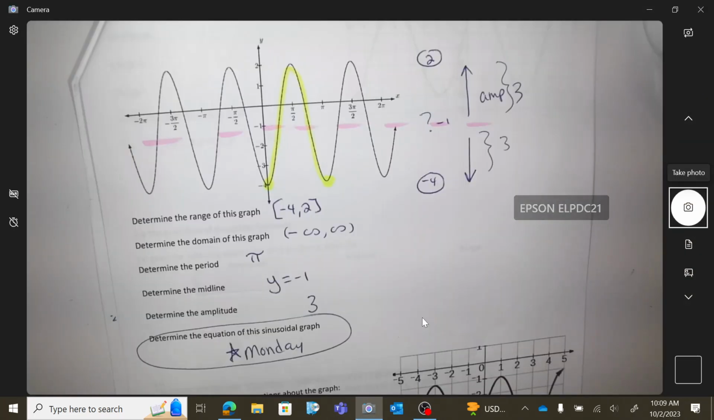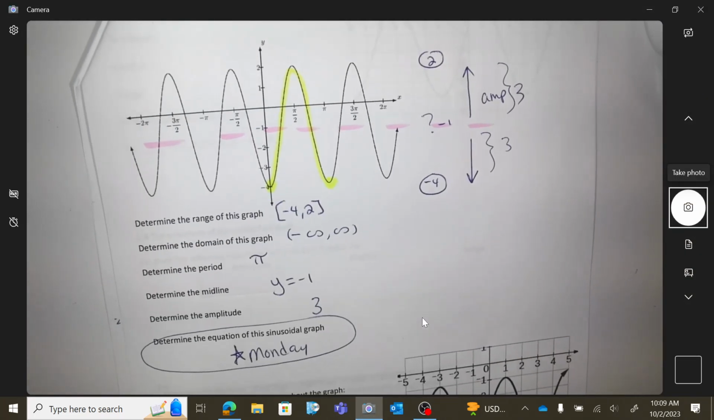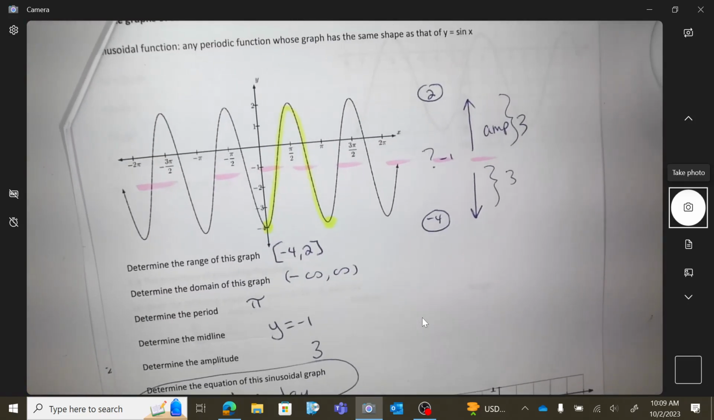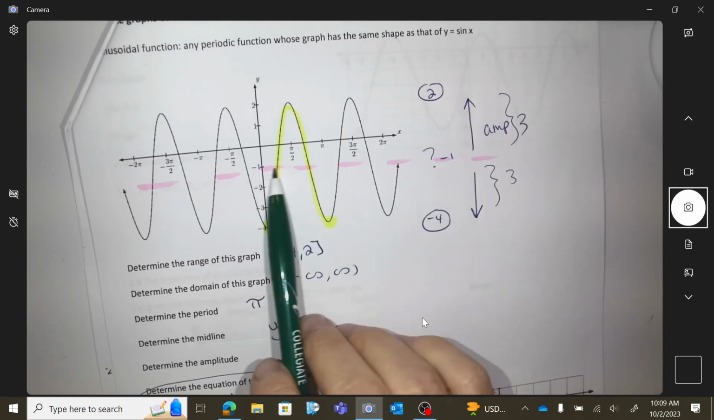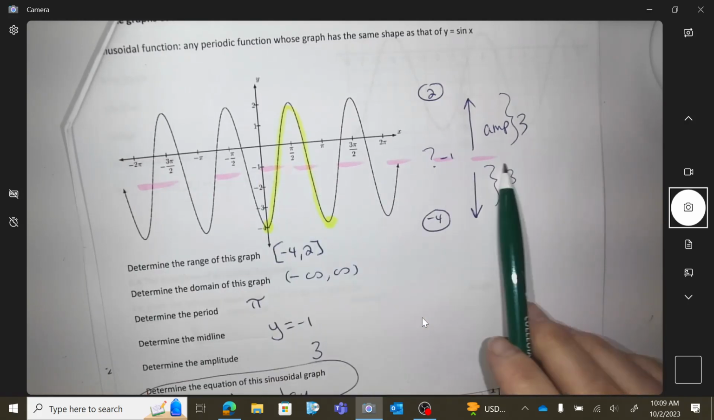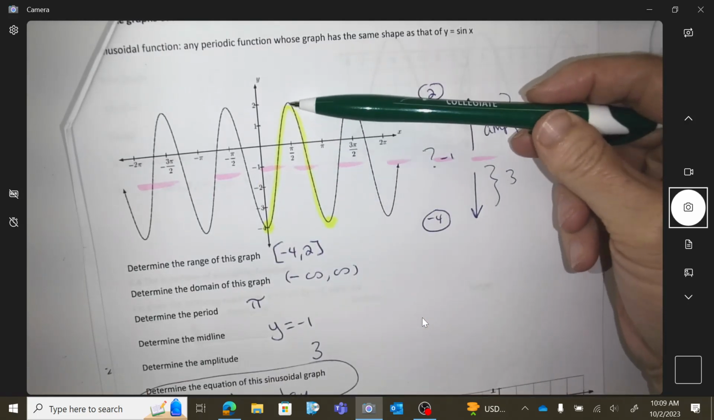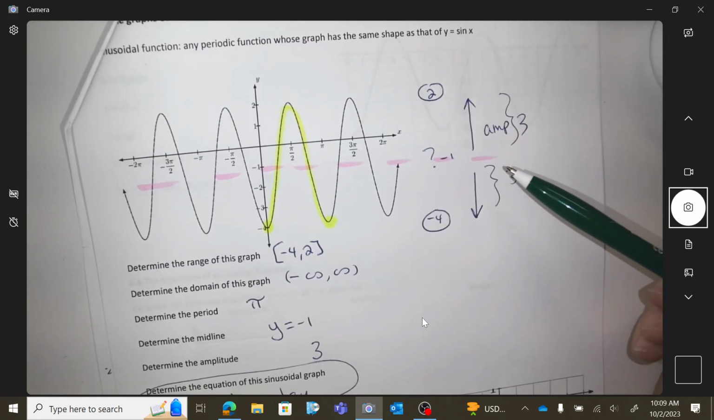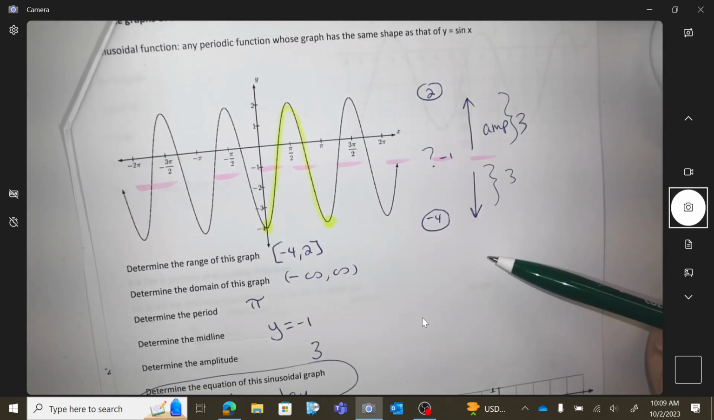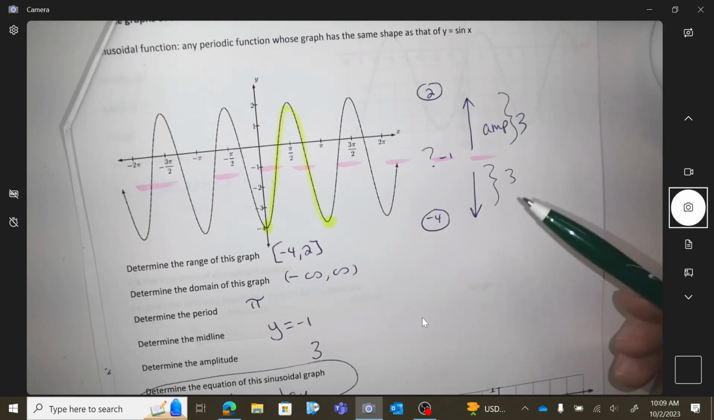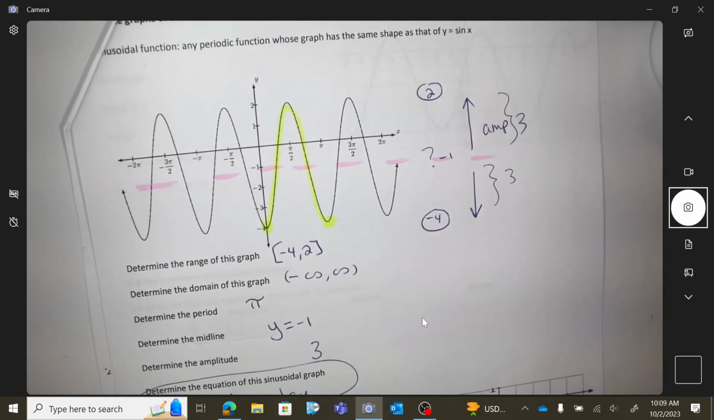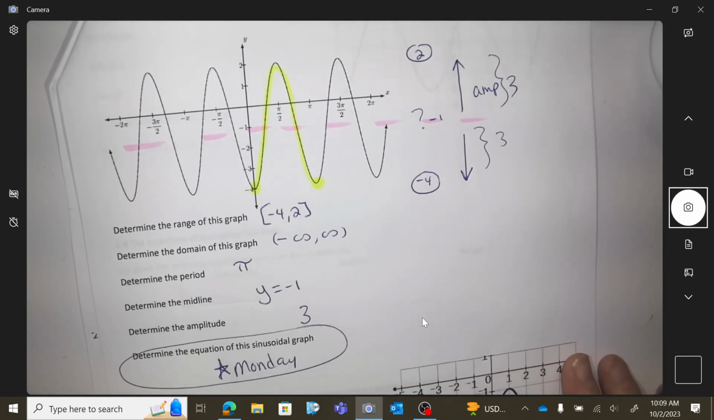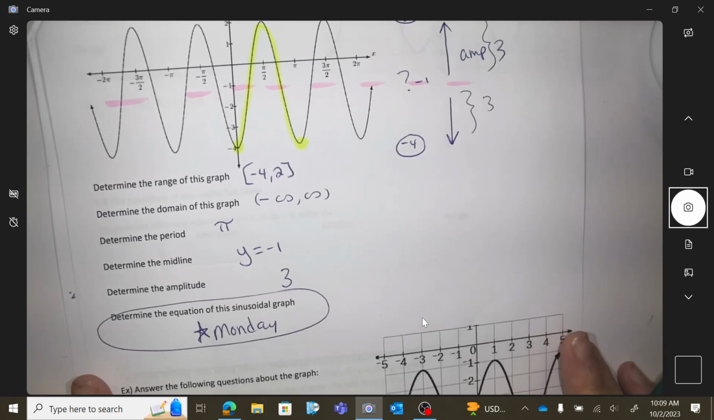Okay, so on Friday we started graphing the sinusoidal functions, and we talked about the properties such as the midline. So here it is in the pink, you can see this midline. We talked about the amplitude, which is me saying how much above and below do I have to go up and down. And the period, which is how much space it takes me to get through a cycle. Okay, so we left this blank, which was determine an equation.